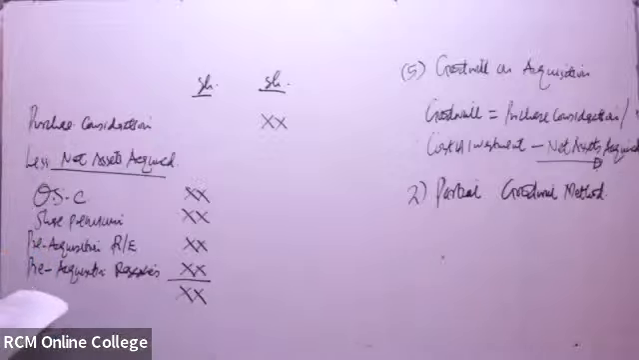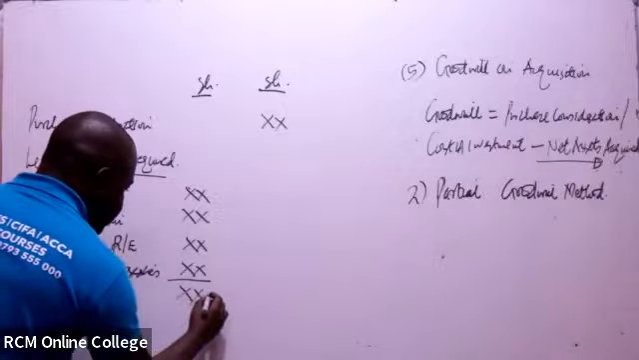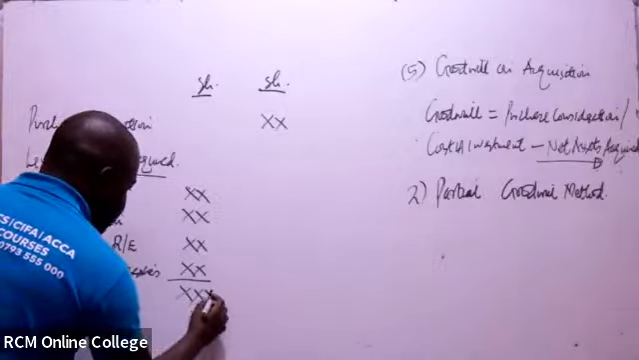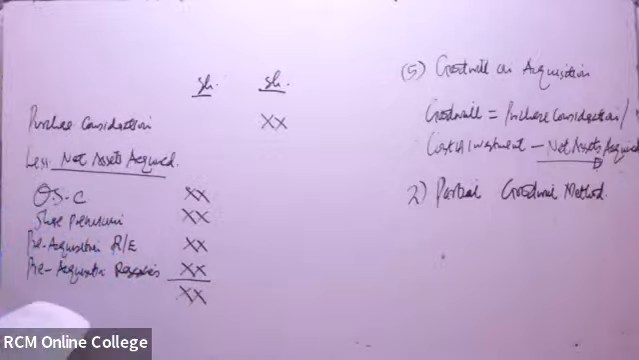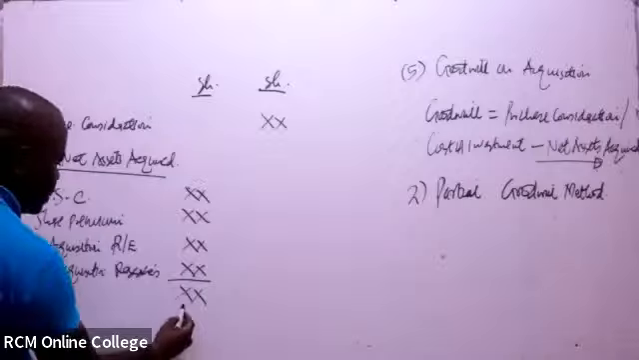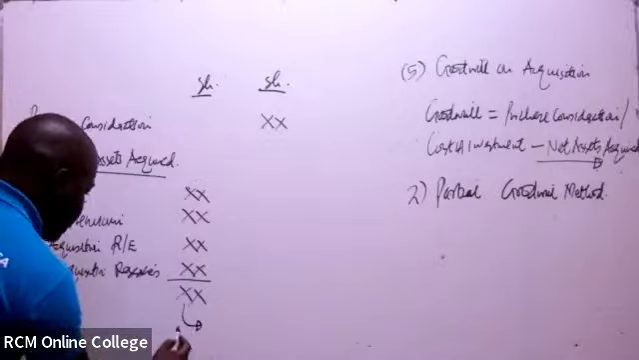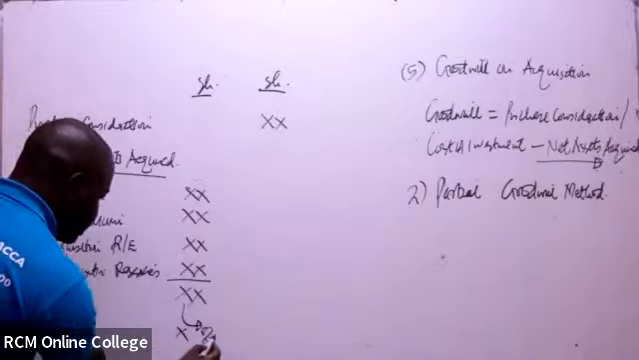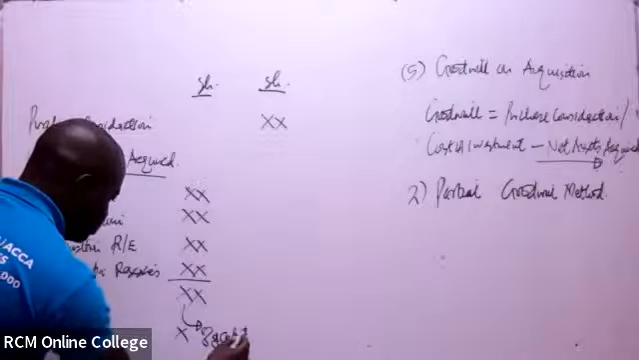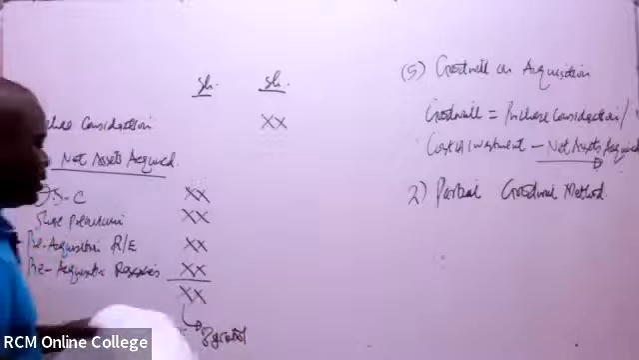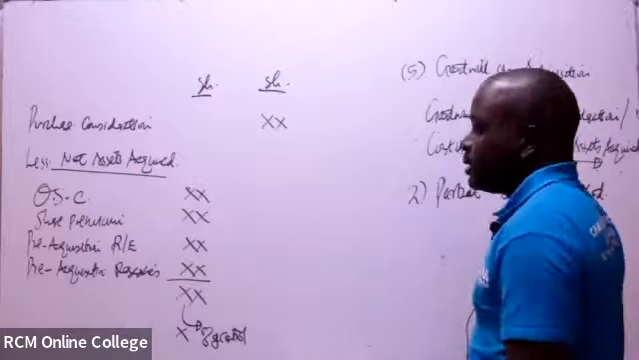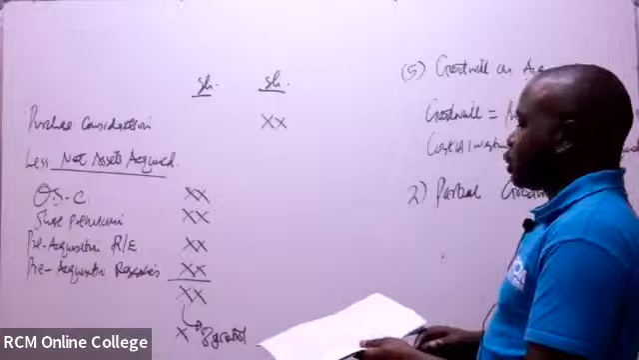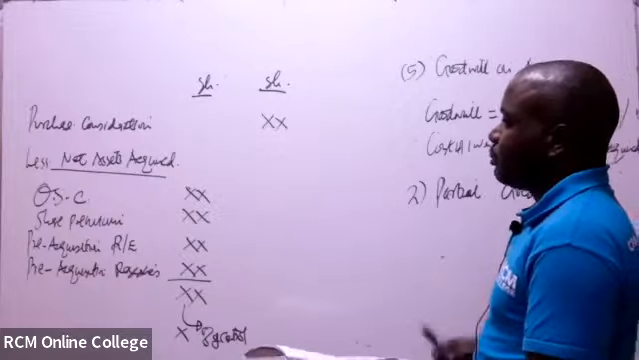This total, you multiply by the percentage of control. So this one, you multiply by the percentage of control. Maybe in this case it is 80%. So the percentage that the holding company is having to control, because it is partial.